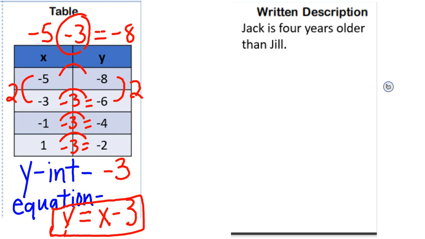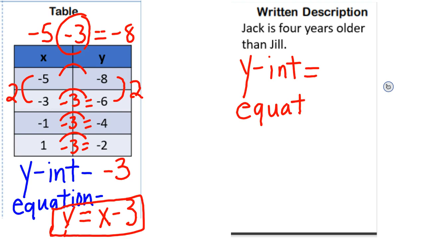All right, last problem, written description. I want you guys to identify the y-intercept. And I also want you to write the equation for the graph. So go ahead and pause your video and do that. And then unpause when you're ready to check your answer.